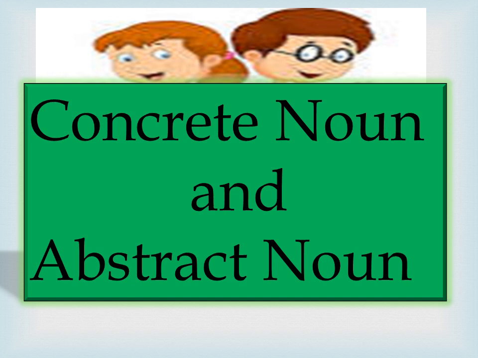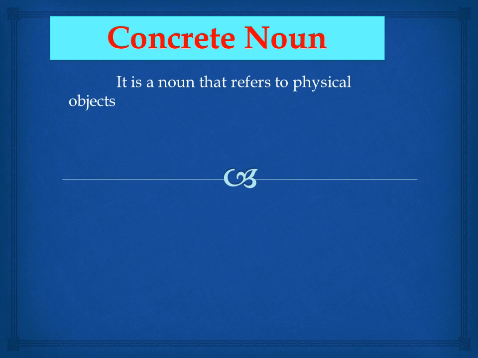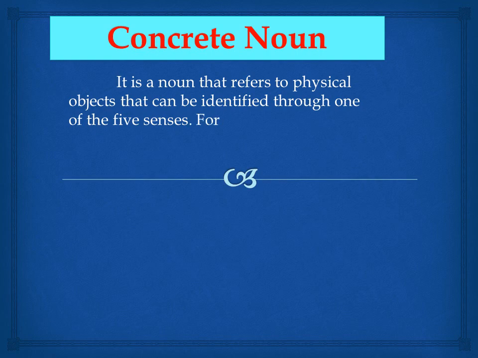Today we will discuss concrete noun and abstract noun. First of all, we are going to discuss concrete noun. It is a noun that refers to physical objects that can be identified through one of the five senses.